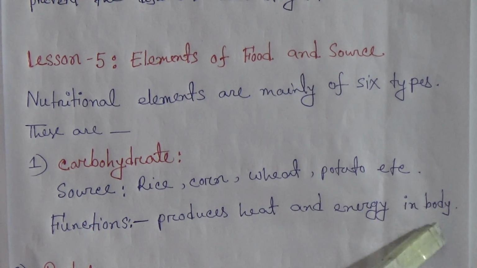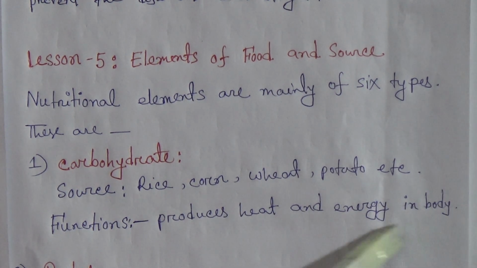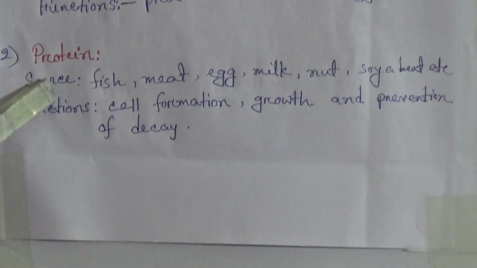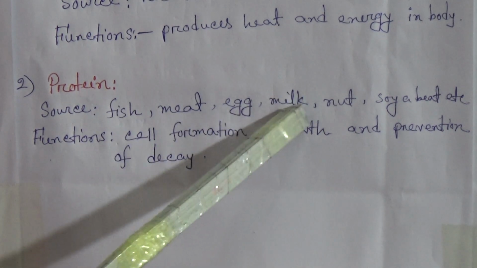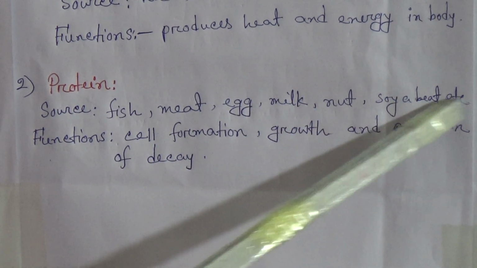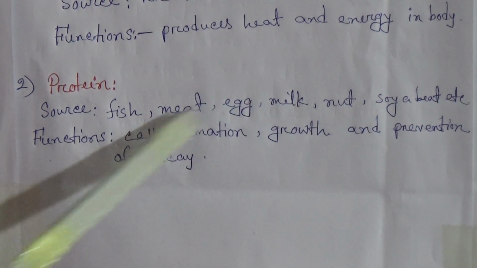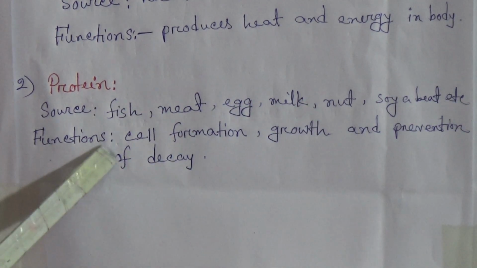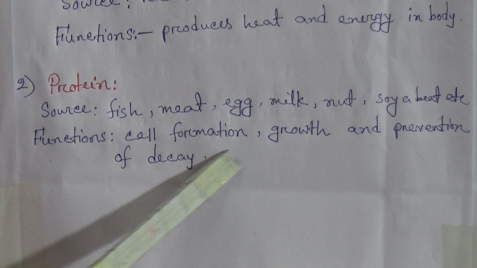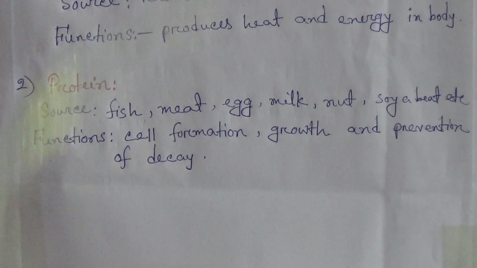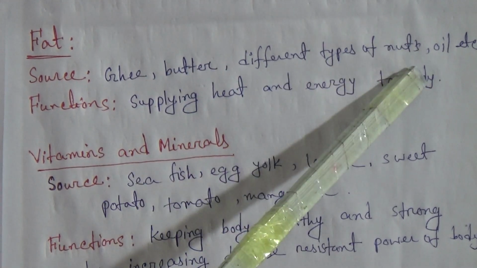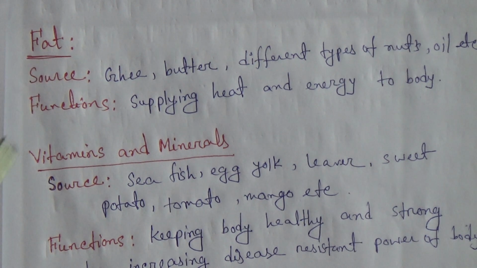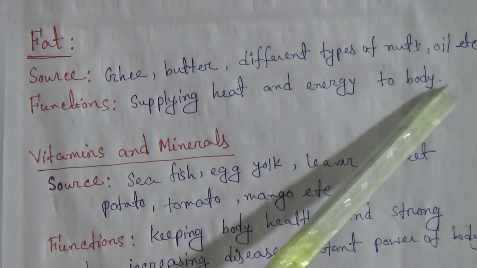That is very important to live in a healthy way. Protein source. What is the source of protein? Fish, meat, egg, milk, nut, soya bean, etc. are the sources of protein. And what is the function of protein? Cell formation, growth, and prevention of decay. Now, fat source: ghee, butter, different types of nuts, oil, etc. And function: supplying heat and energy to the body.